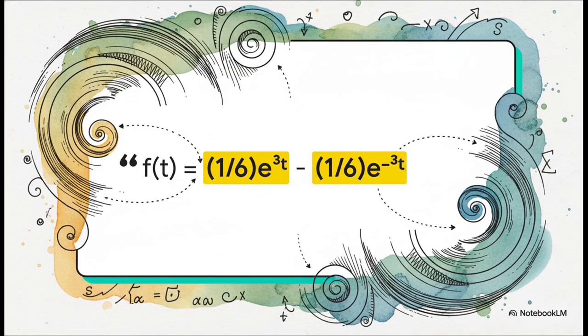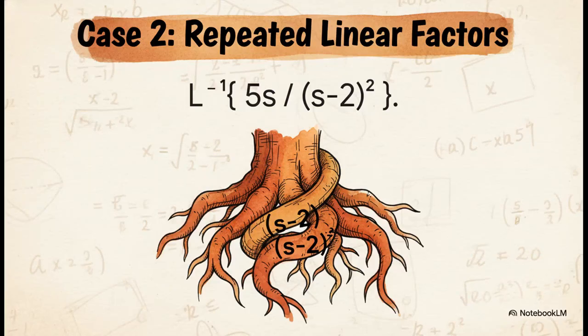It's a perfect pattern match right from our table. Okay, that was pretty straightforward. But what happens when a factor shows up more than once? Let's look at the inverse transform of 5s over (s minus 2) squared.